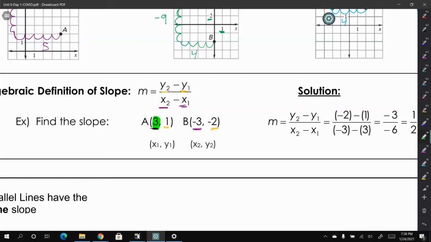So if we wanted to find the slope of these 2 points, it doesn't matter which one you make x1, y1, as long as you stay consistent. You can't call this x1 and this y2. There's got to be x1 and y1, or x2 and y2. So you can see that they're plugging in the values here.